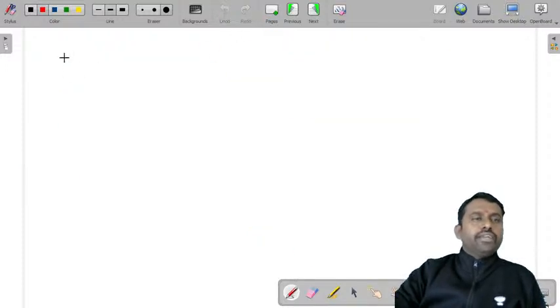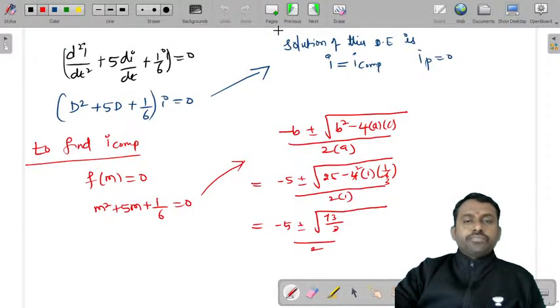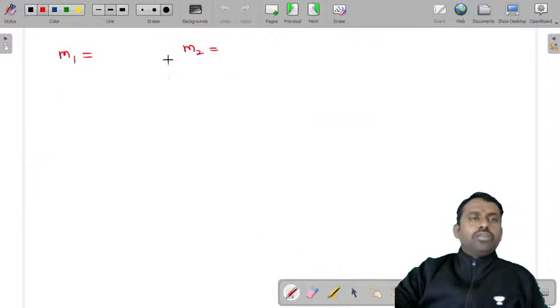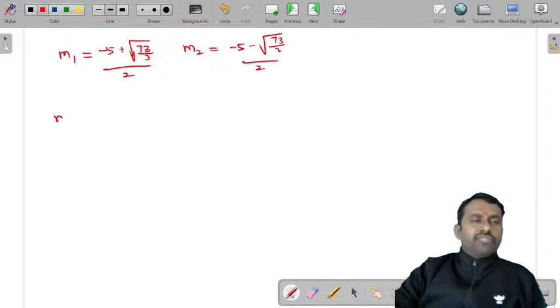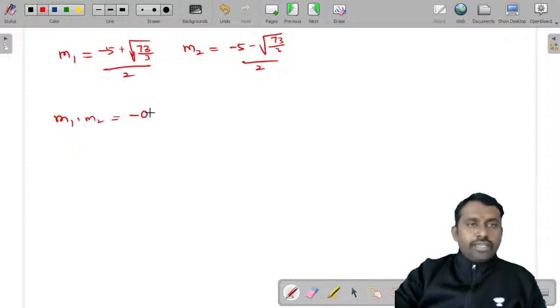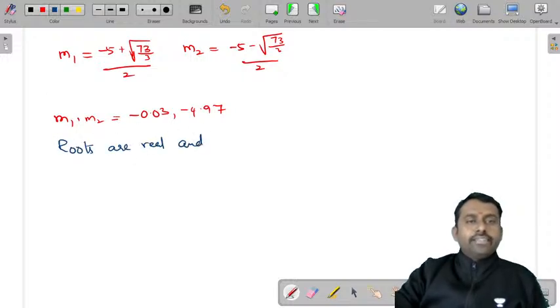Now what are the roots that you will get? So m1, m2 is equal to minus 5 plus root 73 by 3 by 2, and minus 5 minus root 73 by 3 by 2. Therefore you'll get two roots as minus 0.03 comma minus 4.97. So the roots are real and unequal.